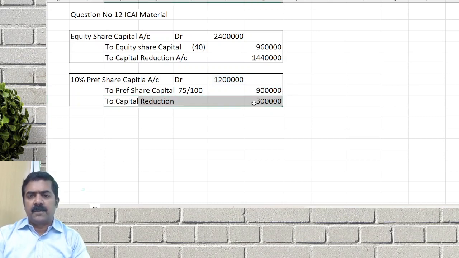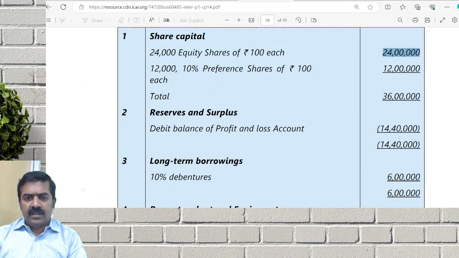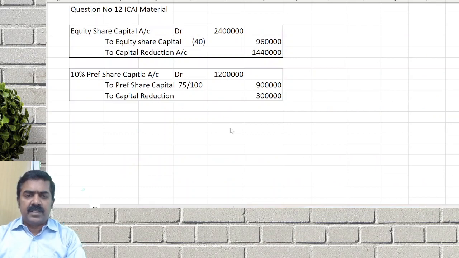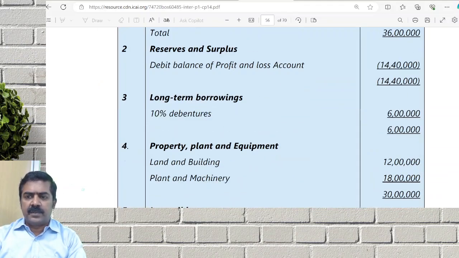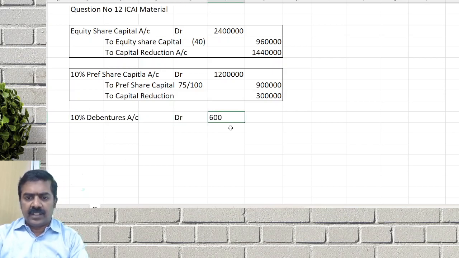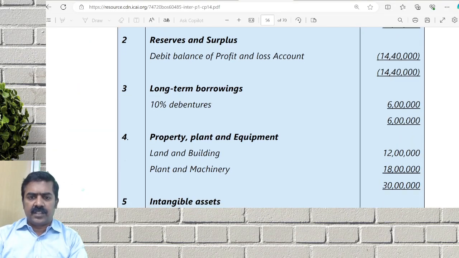Balance will go to which account? Capital reduction account. Then, what do they tell you? Debentures. Look at how much debentures there are. What is the debentures? 10% debentures account data are 6 lakhs.